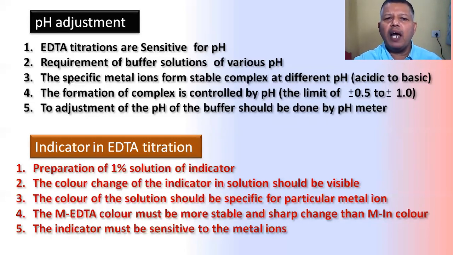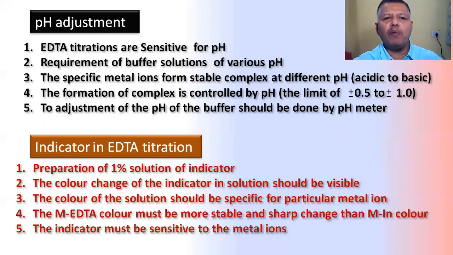A specific metal ion forms a stable complex at a different pH, starting from acidic to basic pH. The formation of the complex is controlled by pH, and this limit is plus or minus 0.5 to plus or minus 1 pH. Within this range, we can form the stable complex. The pH of the buffer should be adjusted and measured with the help of a pH meter.